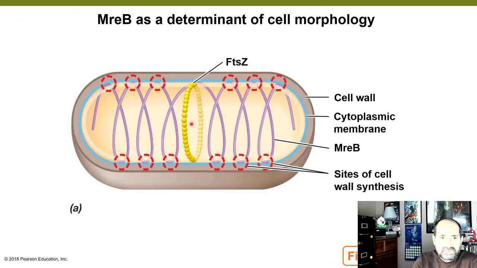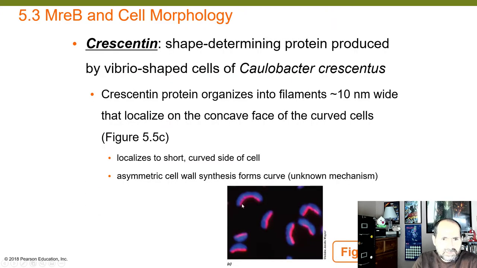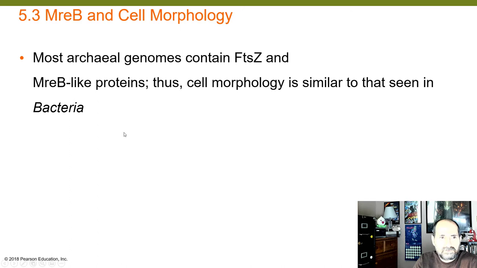Additionally, the DNA molecules, like I said, the DNA strands after DNA replication, will follow these rails. They will follow this track to move to opposite poles of the cell. Now, there are some bacteria that have a comma shape. These are called Vibrio bacteria. And the reason for the Vibrio shape is a protein called crescentin. Crescentin localizes on the concave face of curved cells. So that's an interesting fact to know.